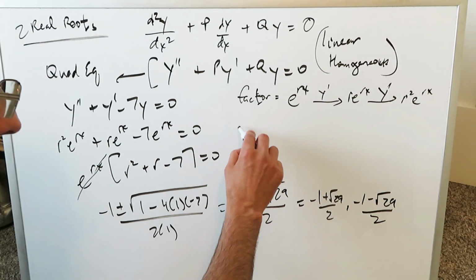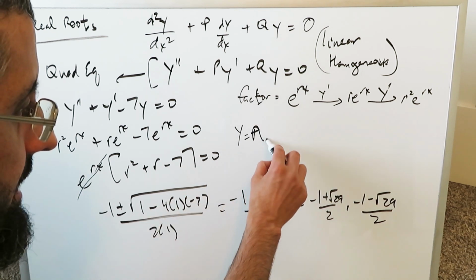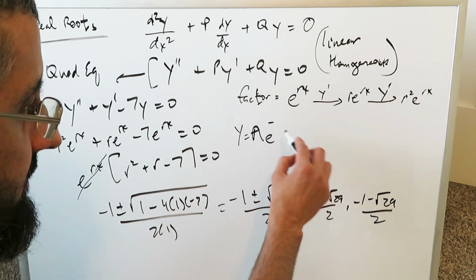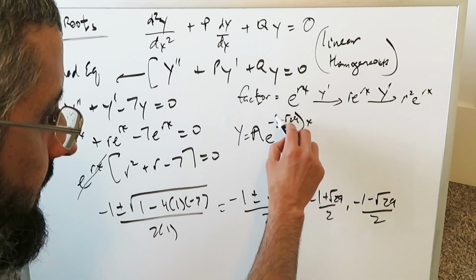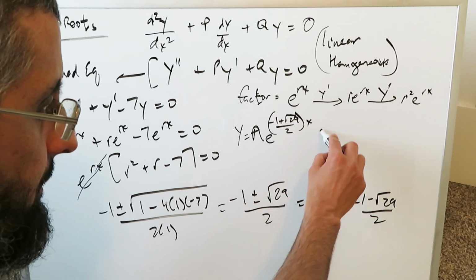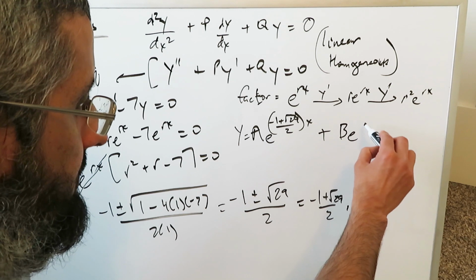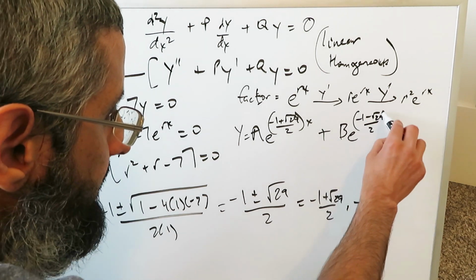How will you put them in your answer form? Now I'm bringing the constant right here. Y is equal to a e to the power of minus 1 plus root 29 over 2, x being applied to this entire expression here. This right here is an expression, plus b e to the minus 1 minus root 29 over 2. All of this applies to x.